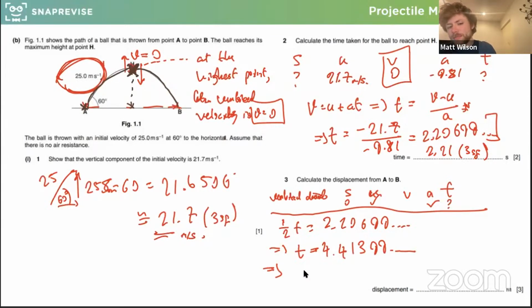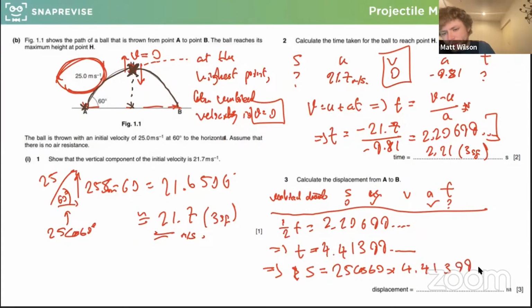Now we can calculate the displacement. Why? Because we know the horizontal velocity. We have it here, in fact. The horizontal velocity is 25 cos 60. So altogether, we have that the displacement equals 25 cos 60 times our time of 4.41399, etc. Chuck that in a calculator, and you will get around 55, so roughly 55.2 meters to 3 significant figures. And there you go, that completes the last question.